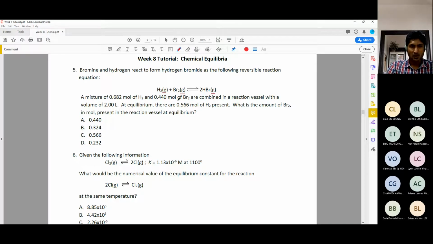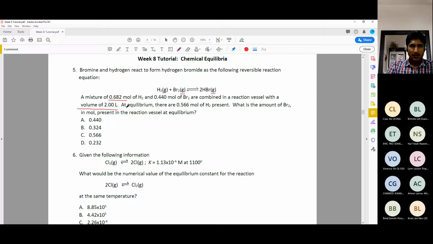So we have to consider all of them together. A mixture of 0.682 mole of hydrogen and bromine is combined in a reaction vessel with a volume of 2 liters. Now the volume is not 1 liter anymore, so we have to divide by 2 to get the concentration, mole per liter, that is molarity, right?